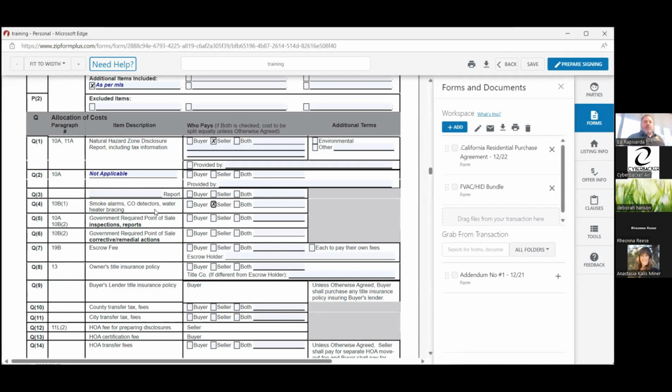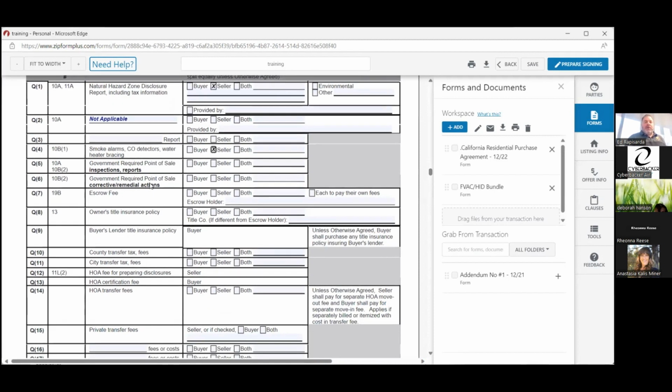Seller generally pays for a smoke alarm, CO detector, water heating, double braces secured. For 3Q, 5, and 6, government required point of sale inspection reports as well as corrective and remedial actions, that is generally not marked if you were to do that. I would recommend reading 10A and 10B because you're agreeing to, or the other party is agreeing to, repairs that may happen in the future.